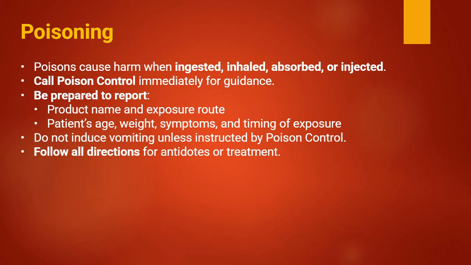When we talk about poisoning, we're referring to any situation in which a harmful substance enters the body through ingestion, inhalation, absorption, or injection and begins to interfere with normal body function. Poisons can be accidental or intentional and can include a wide range of substances, cleaning products, medications, alcohol, plants, gases, or even biological and chemical agents.